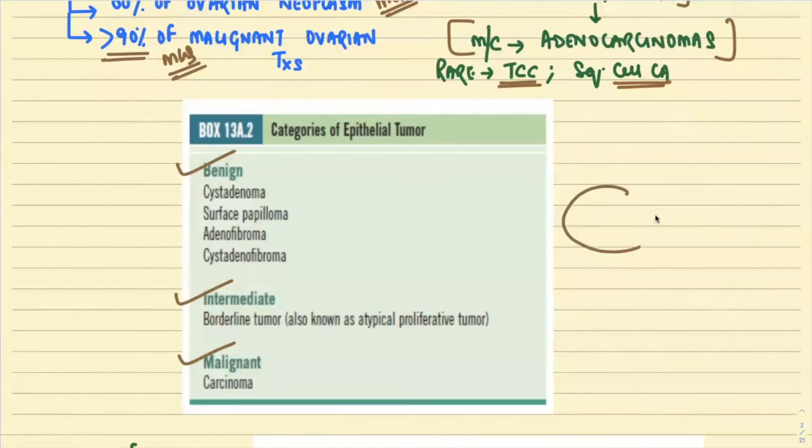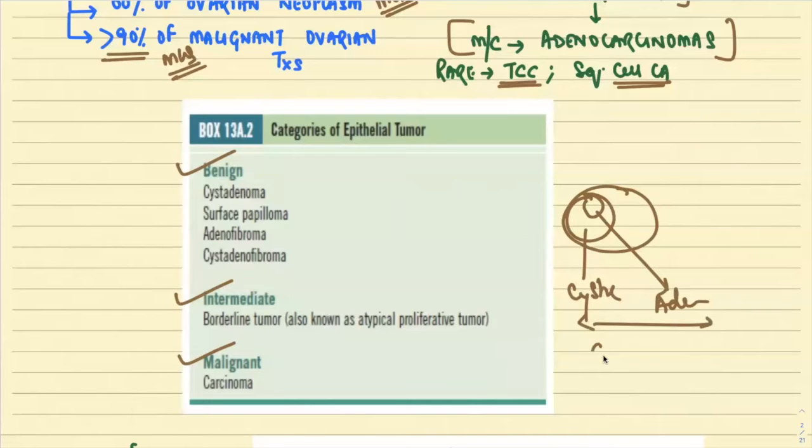This is the ovary. Now, if, for example, this part is your tumor and this part is basically cystic, and some part is containing glands. So this is the cystic part, and this is the part which is containing certain glands also. So that is why this benign tumor is called a cystadenoma. Now, for example, if this is a benign tumor and only on the surface you have some papillary projection, in that case we will call it a surface papilloma.